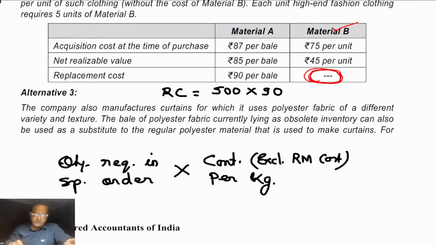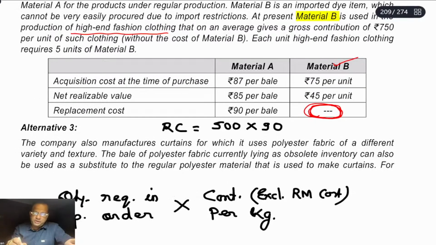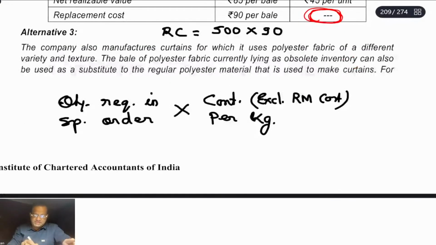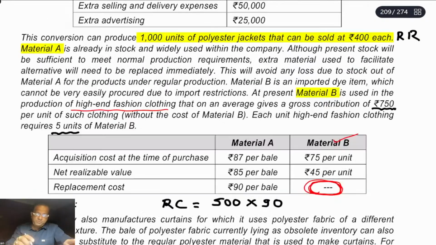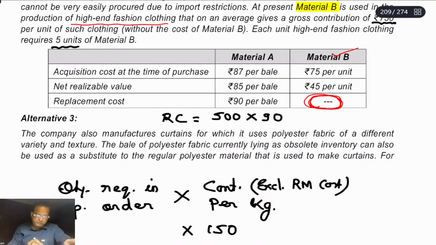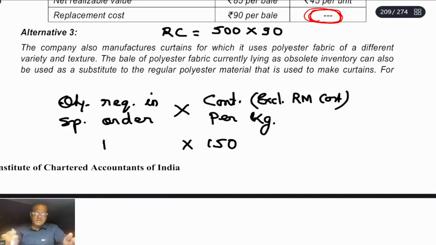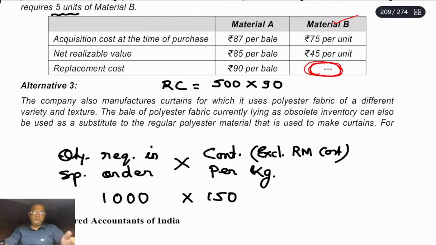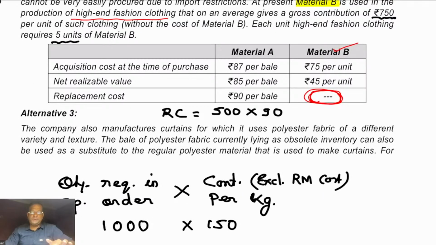So in this particular case, beta, you are earning a contribution of 750 per unit from utilizing 5 units of material B. It means the contribution per kg is 150 rupees. Multiply by how many units are required? 1000 units are required in this special order. So the total relevant cost will be 1000 multiplied by 150.